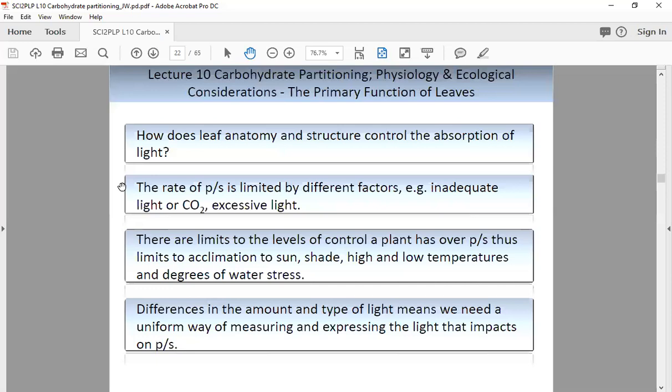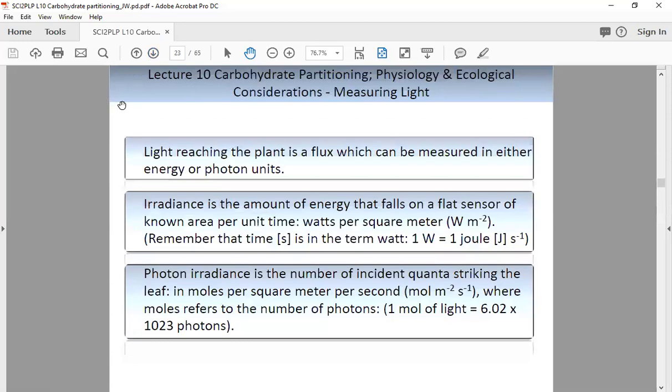So, for example, photosynthesis may be limited by low light, low carbon dioxide concentration. Too much light can be a factor, high temperatures, low temperatures, and then, of course, varying degrees of water stress. So differences in the amount and type of light means that we need a uniform way of measuring and expressing the light that impacts on photosynthesis. So let's look at these different ways of measuring light.